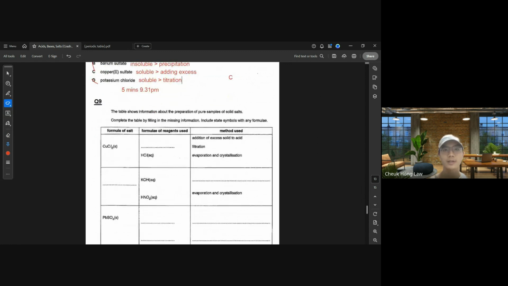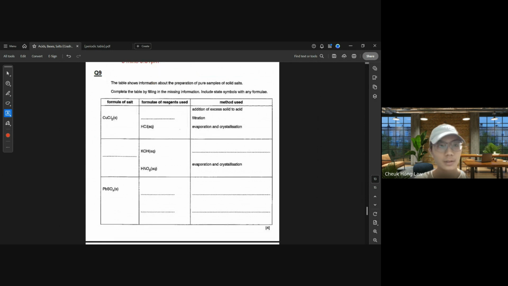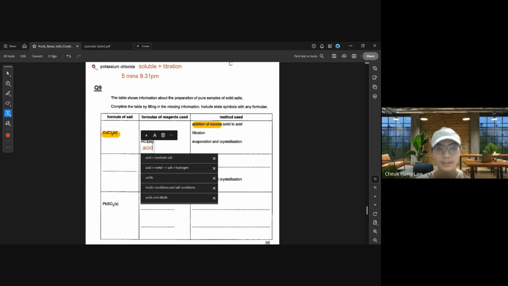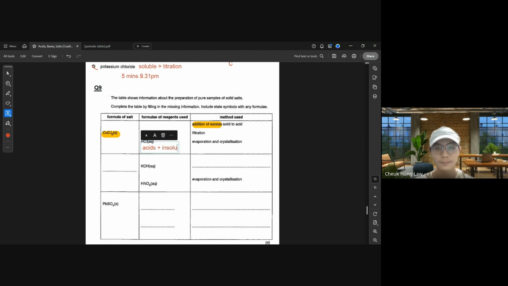Question 9. The table shows information. So we have to solve the table. The salt that we want to prepare in this case is copper 2 chloride. It is in a solid state, but that does not mean it's insoluble. They told us that the method they use is adding excess solid. So what are the reactants that can be used for adding excess? Acids plus insoluble salt. We have HCl here already, which is your acid, hydrochloric acid. So we just need to think of an insoluble salt that contains copper.